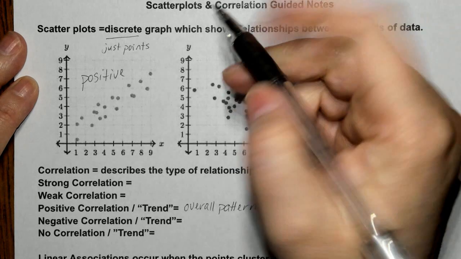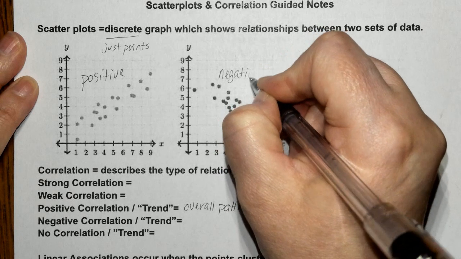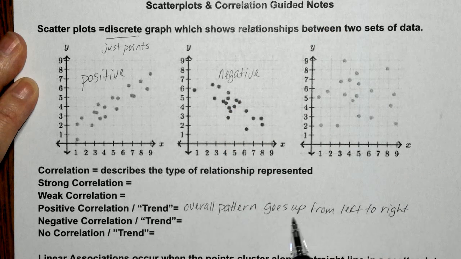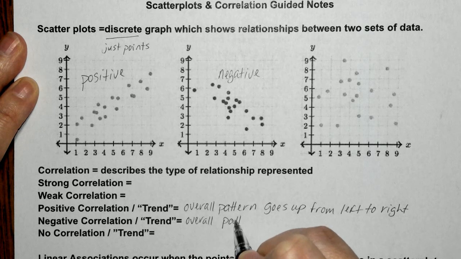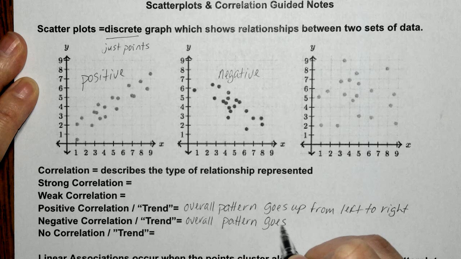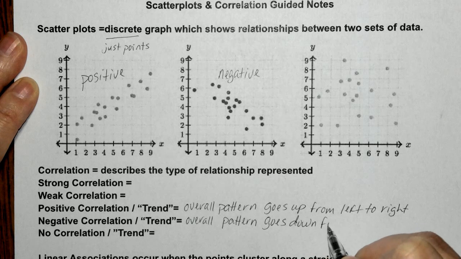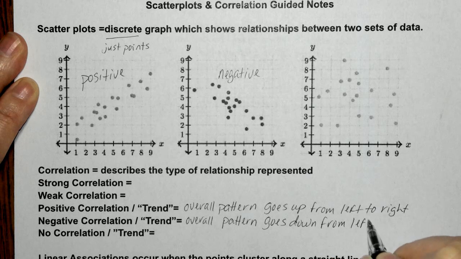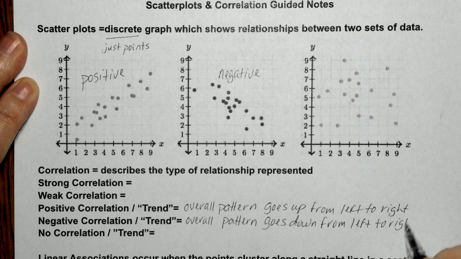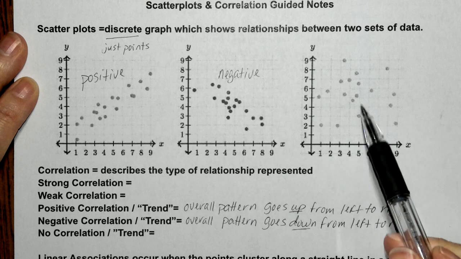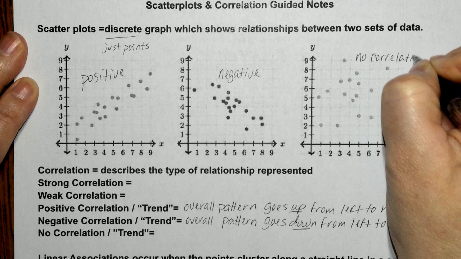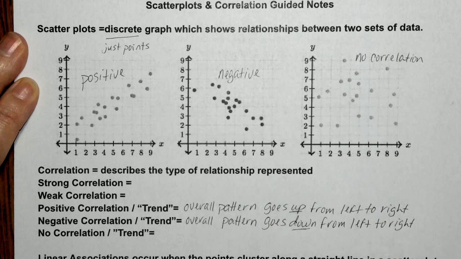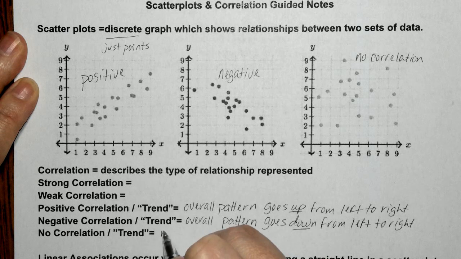This one is a negative correlation because they're going down. So under negative correlation, it's the same thing, but it goes down instead of up. So the overall pattern goes down from left to right. Always remember it's from left to right like we read. So positive goes up, negative goes down. And then this one is no correlation, and it's because the points are everywhere. There's no relationship between them. They're just completely random. Dots are everywhere. So there's no pattern at all.